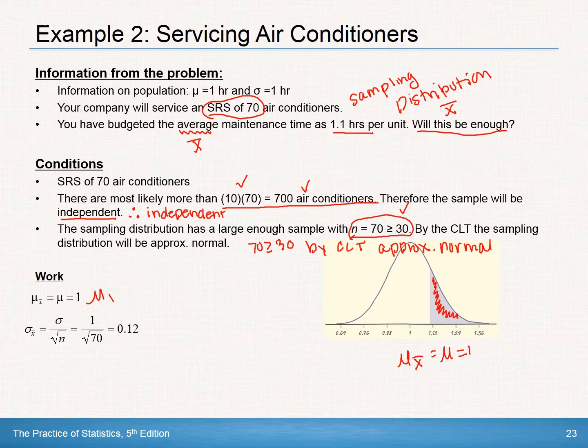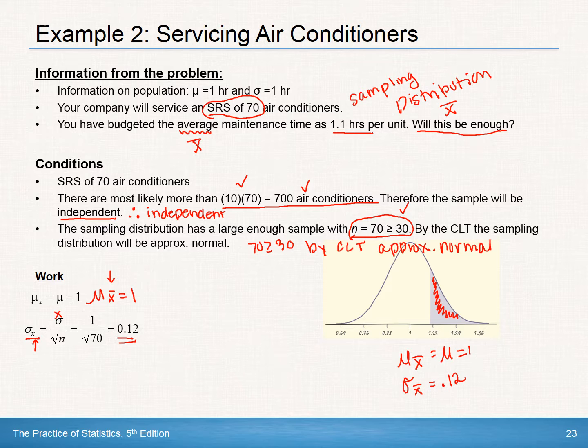So the mean of this sampling distribution is equal to the mean of the population, which is equal to 1. All right, and you can just write the mean of x bar is equal to 1. So this tells you that I'm looking at the sampling distribution when I have that x bar. You also don't have to show this part right here. You can just say the standard deviation of the sampling distribution, that's why you have the x bar, is 1 over the square root of 70.